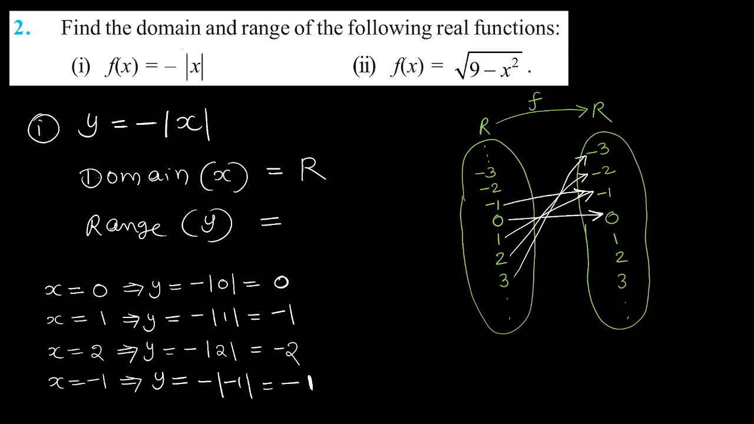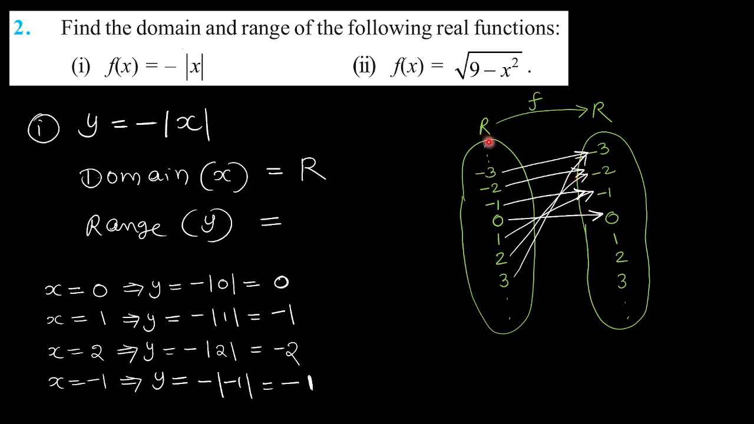In this way you can proceed. The remaining steps will be homework for you. If x equal to -2, you will get y equal to -2. In the same way you can proceed. In this way the arrows go. If you look at the arrow diagram, you will get some idea about the range.